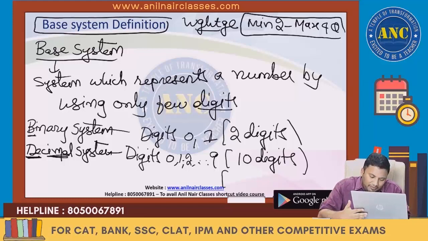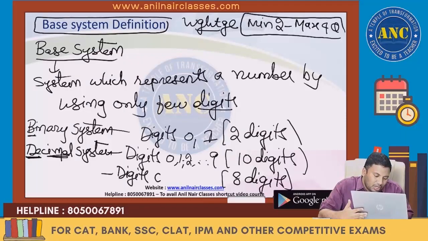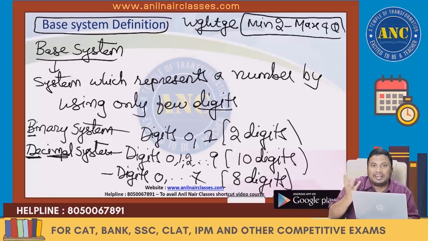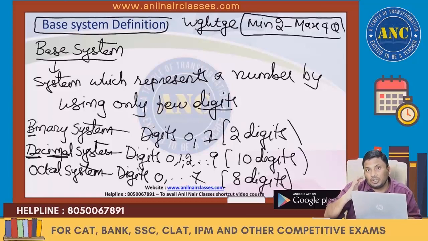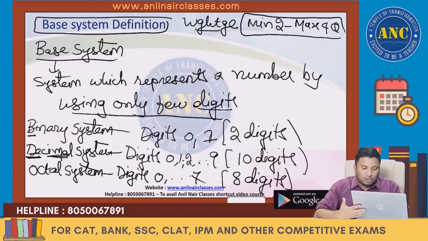Similarly, if a system uses 8 digits, because it is 8 digits I have to start from 0, so I will use from 0 to 7. 8 is nothing but octa in Greek, so it is an octal system. An octal system is a system which uses only 8 digits. A binary system uses only 2 digits. A decimal system uses only 10 digits. If I am using only few digits to represent a number, then that system is called a base system.